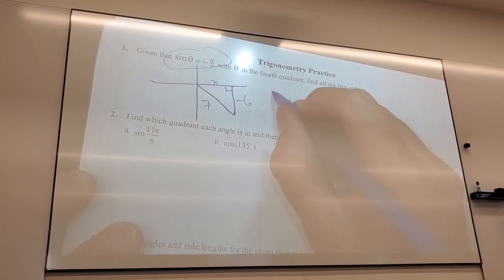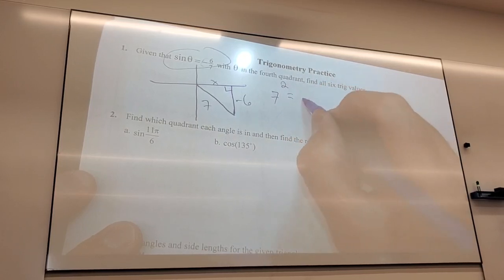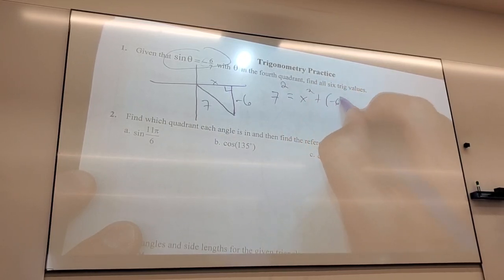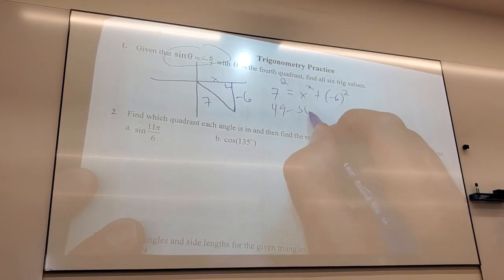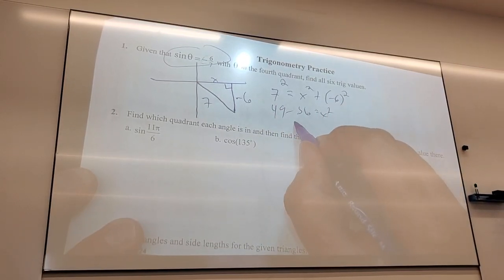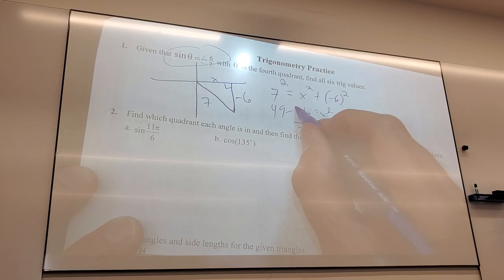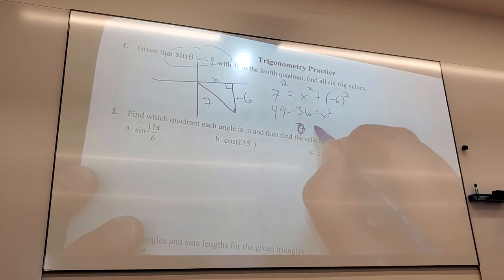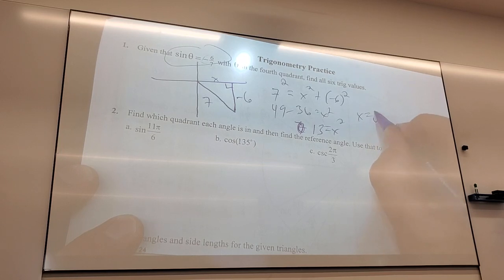7 squared minus 6 squared. Yeah, 7 squared equals x squared plus negative 6 squared. Is that cool? So 49 minus 36 equals x squared. 36, 49, yes. 13 equals x squared, so x equals square root of 13.